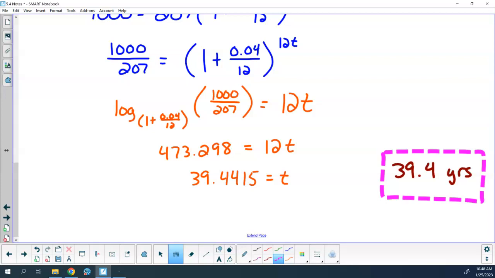Very few banks compound monthly, quarterly, daily. Most banks are all continuous compounding, and that's PERT. A equals principal times e to the rate times the time. Okay?